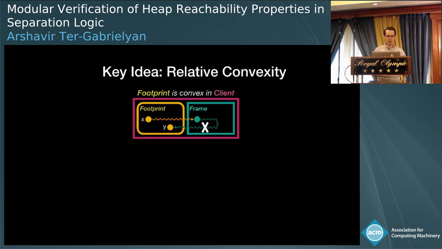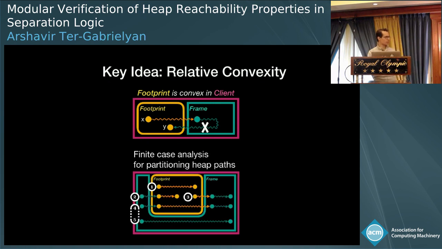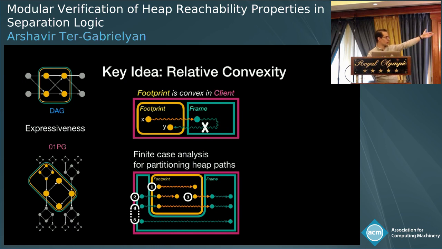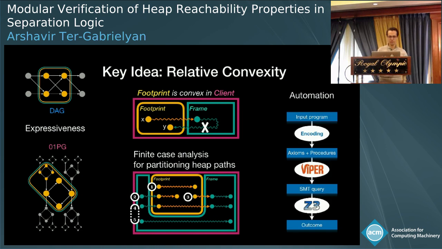So to sum up, the key idea in our work is relative convexity. We require all procedure footprints to be relatively convex, and this allows us to reduce a previously unsolvable problem to the one that we can actually solve in an elegant way. And our technique is expressive, supporting common data structures. And finally, we show that there exists an encoding of our technique that demonstrates that it can be efficiently automated using common SMT solvers. Thank you very much for your attention, and I'm happy to take your questions.